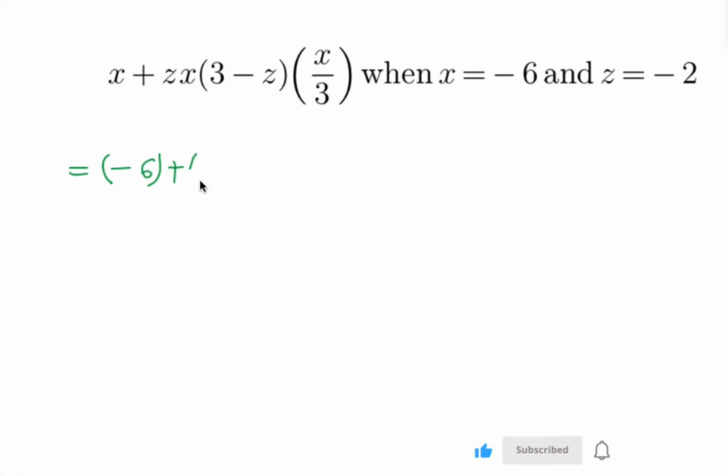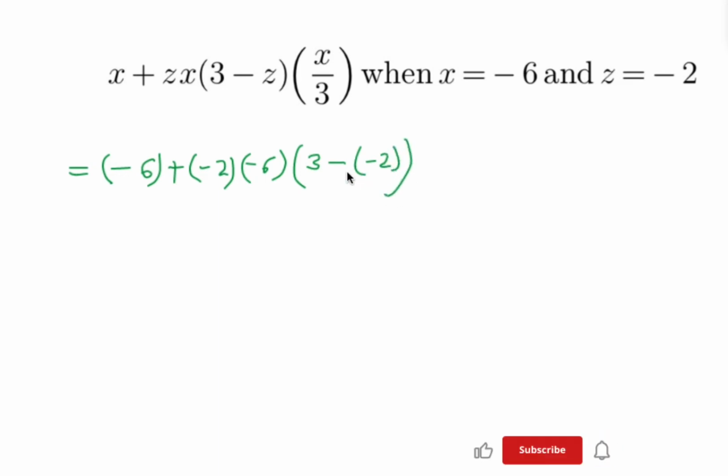Now we can put here the z value minus 2, and then the x value minus 6, 3 minus the z value minus 2. Look here, if you don't write the parentheses here, it will be wrong. So it's better if you write the substitution in parentheses. X value minus 6, then divided by 3.